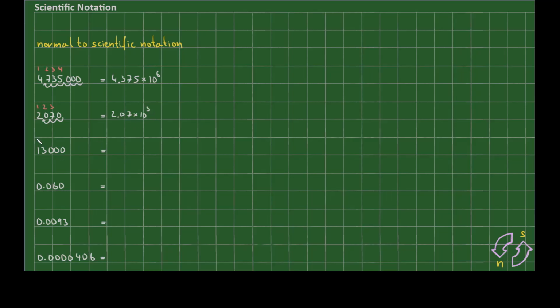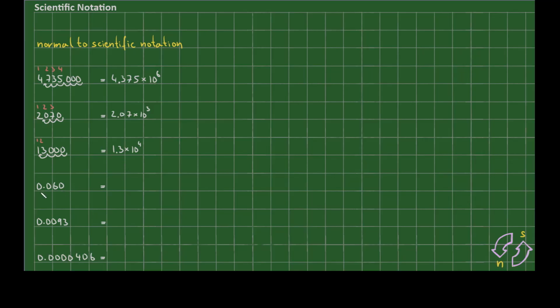In case of 13,000, we have 2 significant figures, and they will be part of the coefficient. The decimal point goes after the first digit, and so we will have 1.3. I can already multiply by 10. I need the exponent. How many times has the decimal point moved? Once, twice, 3 times, 4 times. So the scientific notation is 1.3 multiplied by 10 to the power of 4.